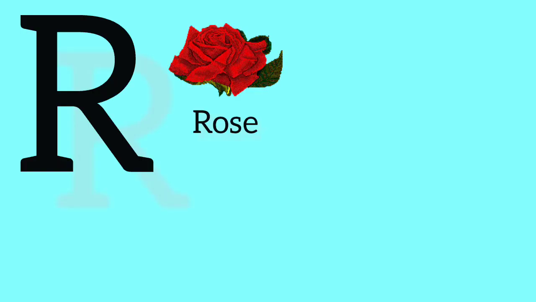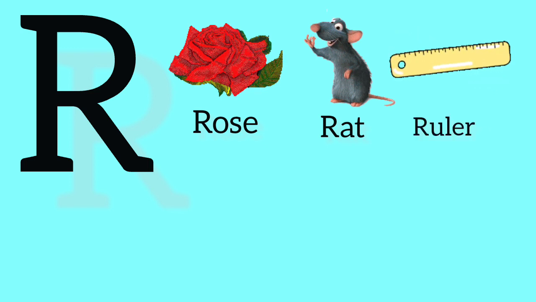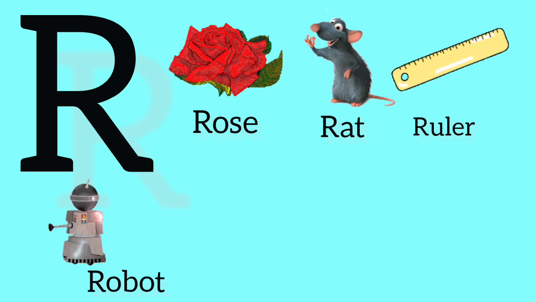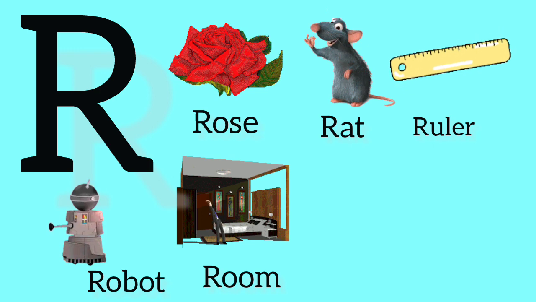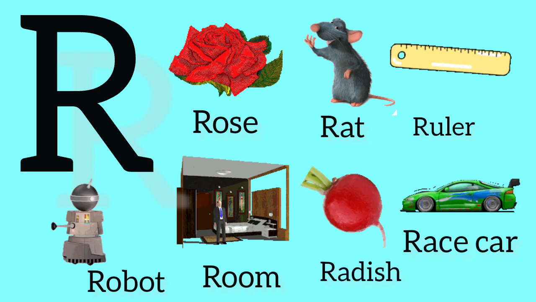R. R is for rose. R is for rat. R is for ruler. R is for robot. R is for room. R is for radish. R is for race car.